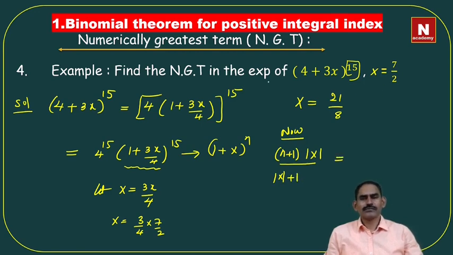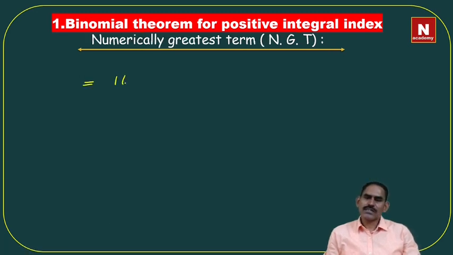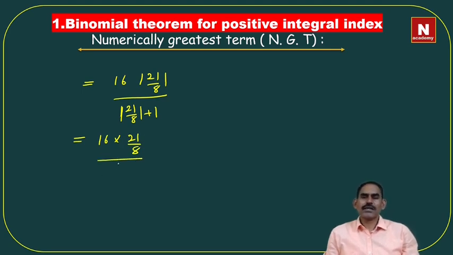Here n is the index, 15. So (15 + 1) into |X|, with capital X value 21/8, divided by |21/8| + 1. So simplify this. 15 + 1 is 16. That implies 16 into 21/8 divided by 21/8 + 1. The modulus of 21/8 is 21/8.